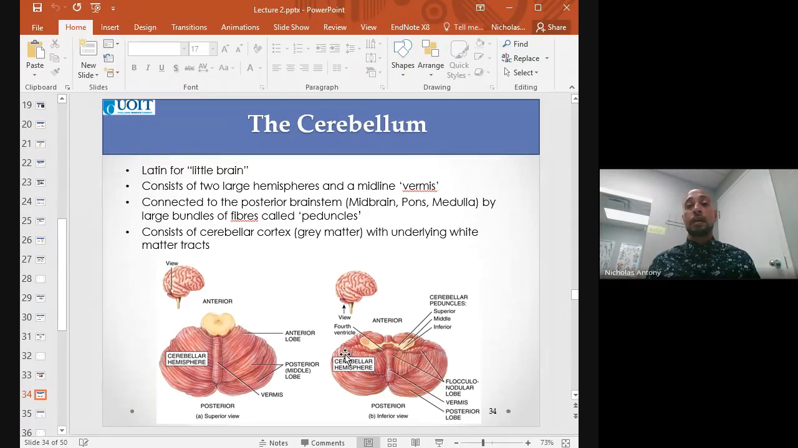But what happens is that when it's that area of the brain that's damaged, the symptomology presents the same. So the mechanism might be different, but if that's the part of the brain that's damaged, the symptoms you would see in the person being affected would be the same.